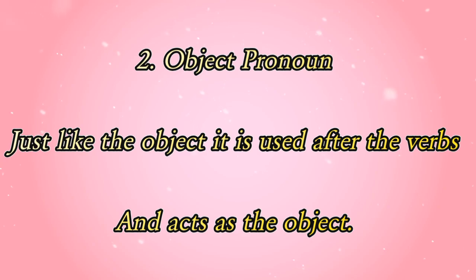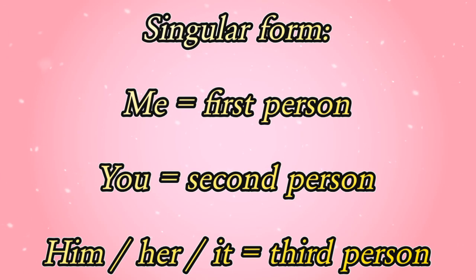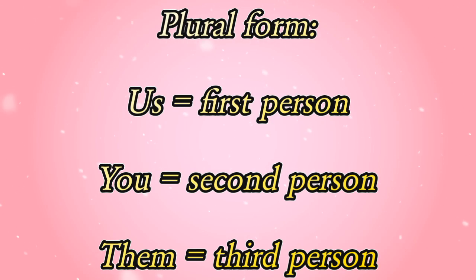Number two is the object pronoun. Just like the object, it is used after the verbs and acts as the object. Singular forms: me, first person; you, second person; him, her, it, third person. Plural forms: us, first person; you, second person; them, third person.